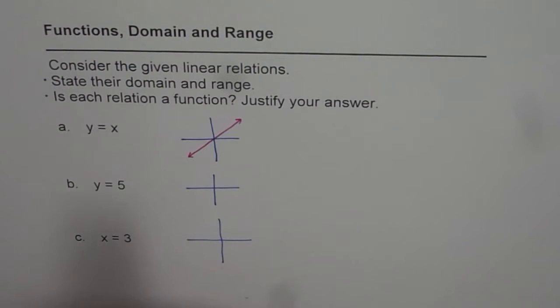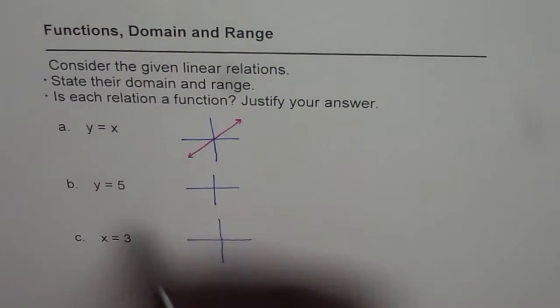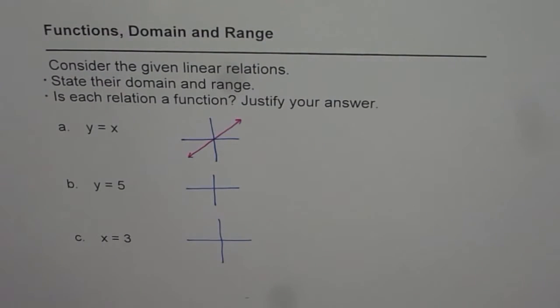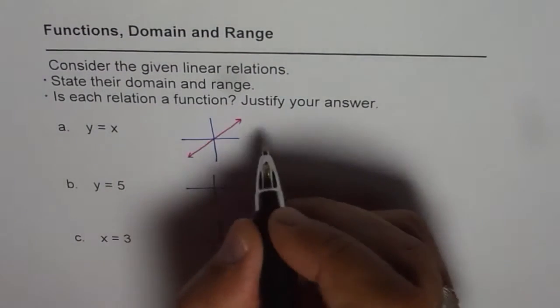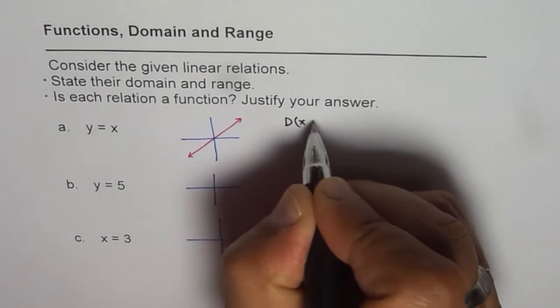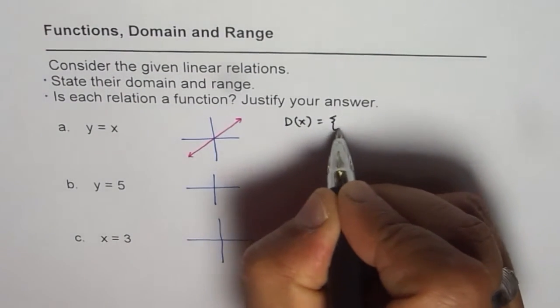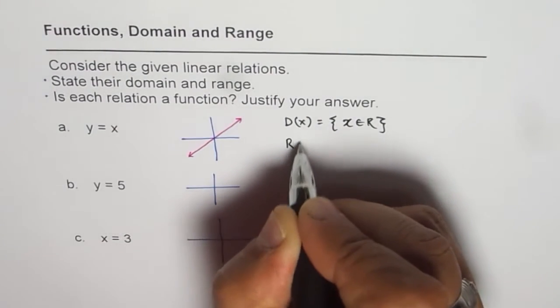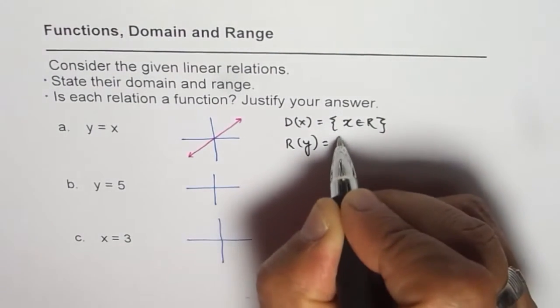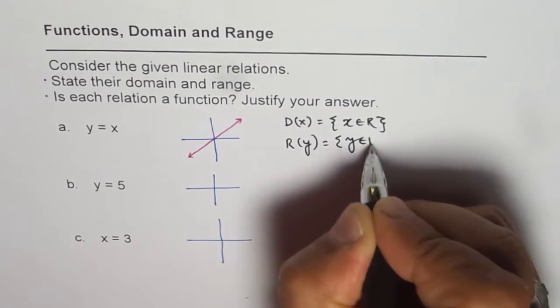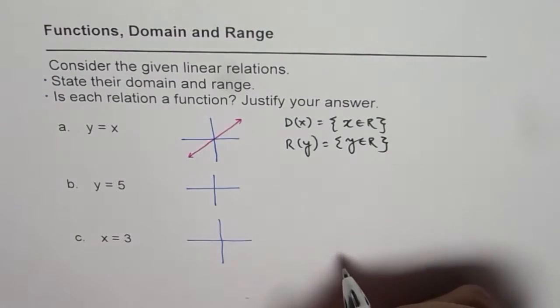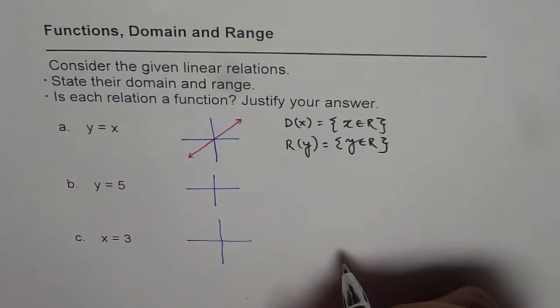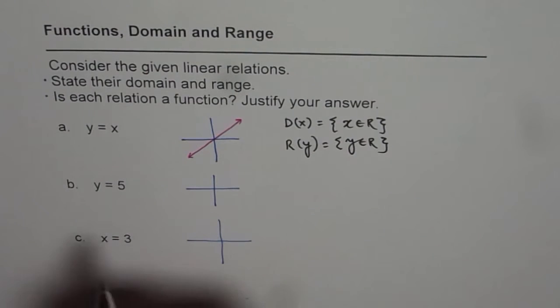Now as you can clearly see, it is a function, right? For each and every value of x, we have a unique value of y. And domain is the set of real numbers, right? X belongs to real numbers, and range is also the set of real numbers, as normally we'll expect for every line. Okay, now let's look into the next example.